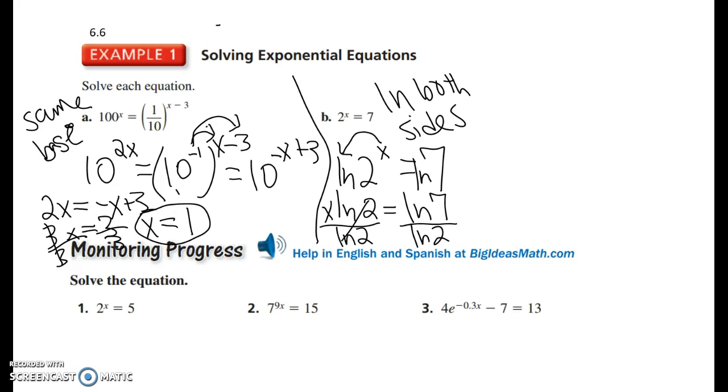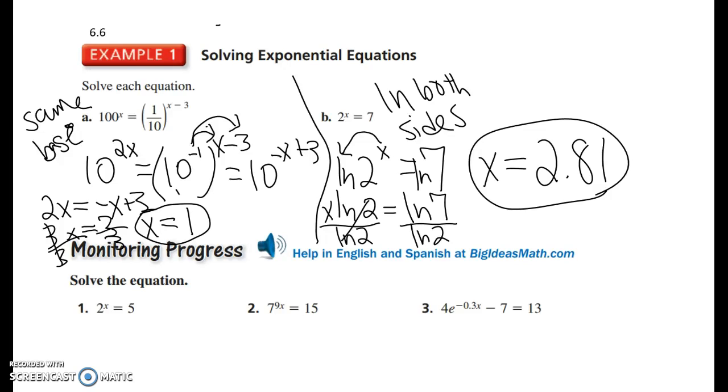So in your calculator, you want to put ln 7 divided by ln 2, and that's going to be my final answer for x. And it comes out to be about 2.81 because it's 2.807. So I just rounded to 2 decimal places. And that's how we get x.